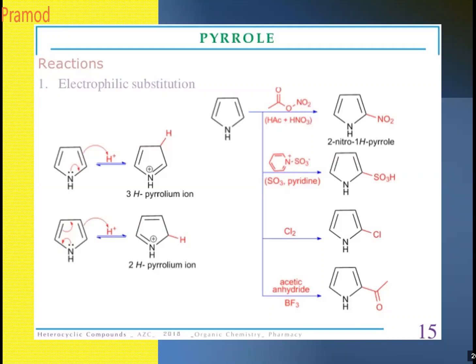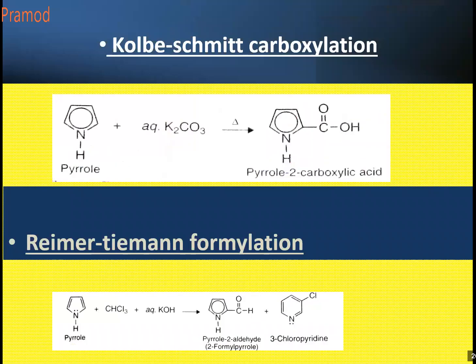It reacts with pyridinium sulfate to form the 2-sulfonic acid. It reacts with chlorine to form 2-chloro 1H pyrrole, and it reacts with acetic anhydride in the presence of BF3, that is the Friedel-Crafts reaction, to form 2-acetyl 1H pyrrole. So these are examples of electrophilic substitution: nitration, sulfonation, chlorination, and acetylation, that is Friedel-Crafts acylation.